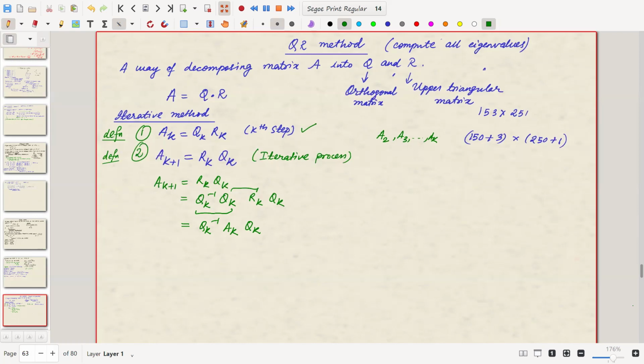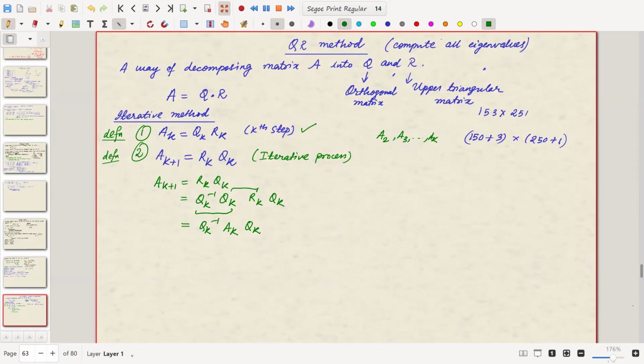Write down A_{k+1}. It is R_k into Q_k, right? Then what I do, I multiply in the front Q inverse into Q. That will be just identity, right? So it doesn't change the matrix. Everyone understood till this point?